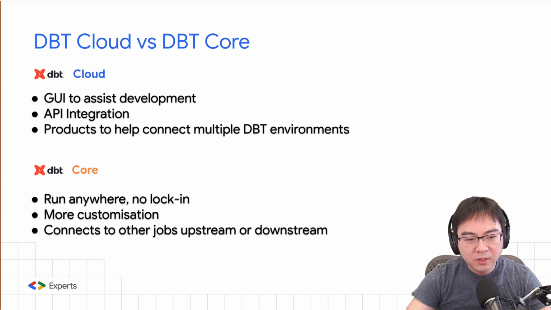But the difference with DBT Core is you still get a lot of benefits with it. First of all, you can run it anywhere, especially in your own cloud infrastructure with no lock-in, right? If you choose not to have any kind of lock-in, you can run DBT Core in your own cloud environment. And these are some of the ways I showed in the past and also today, so how you can actually run DBT Core yourself in your own environment.